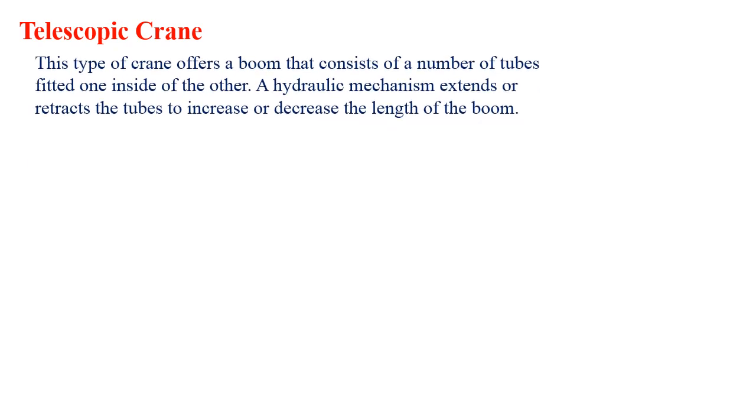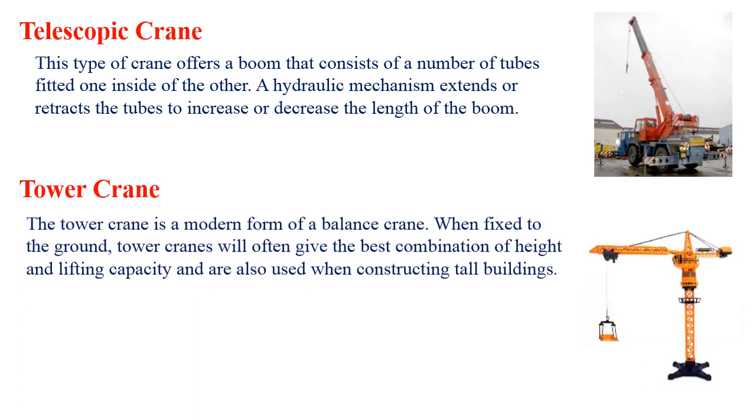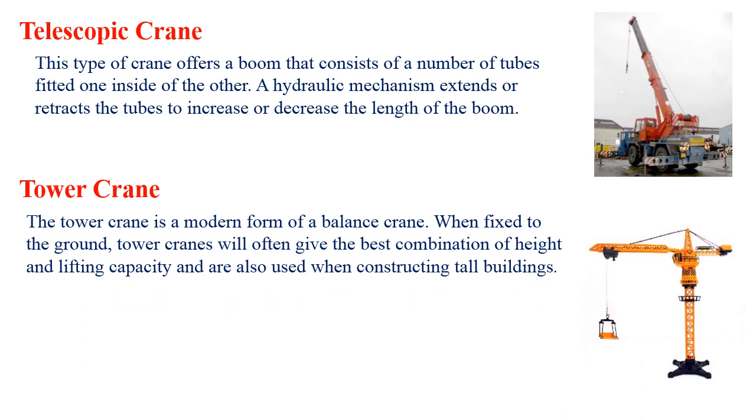Telescopic crane. This type of crane offers a boom that consists of a number of tubes fitted one inside the other. A hydraulic mechanism extends or retracts the tube to increase or decrease the length of the boom. Tower crane. A tower crane is a modern form of a balance crane. When fixed to the ground, tower cranes will often give the best combination of height and lifting capacity and are also used when constructing tall buildings.